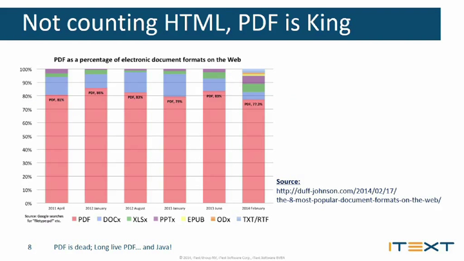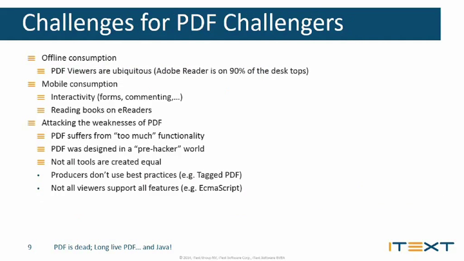And if we look at the internet and leave out all the HTML pages, we see that PDF is king. In the latest count, of the non-HTML pages on the internet, more than 77% are PDF files, while you see Word files and OpenDocument files as some of the alternatives. Now, the fact that PDF is ubiquitous doesn't really mean that PDF is alive. It just means that a lot of PDFs are out there.